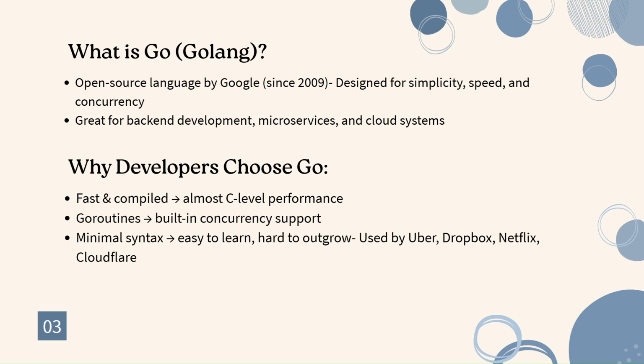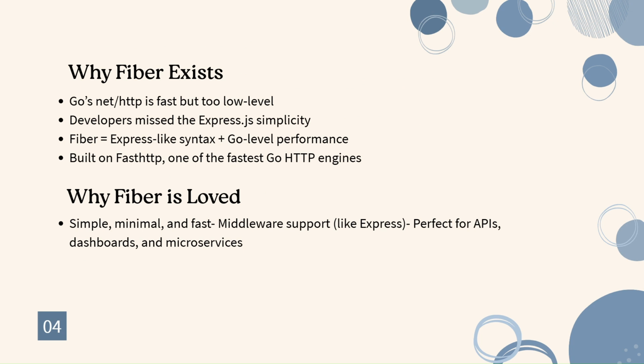Since we are now clear about Go and why developers would choose Go over any other language, let's discuss why Fiber itself exists. While Go naturally comes with its own built-in web package called net/http and it's really fast, the problem is it's quite low level. You will have to write a lot of boilerplate code just to do simple things such as routing or handling middlewares. Many developers coming from JavaScript, especially those who use Express.js, miss that simplicity. And that's where Fiber comes in.